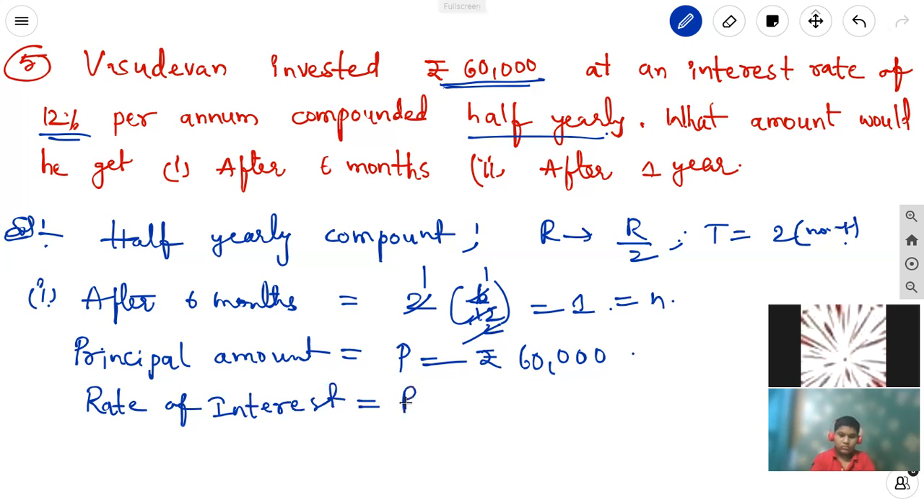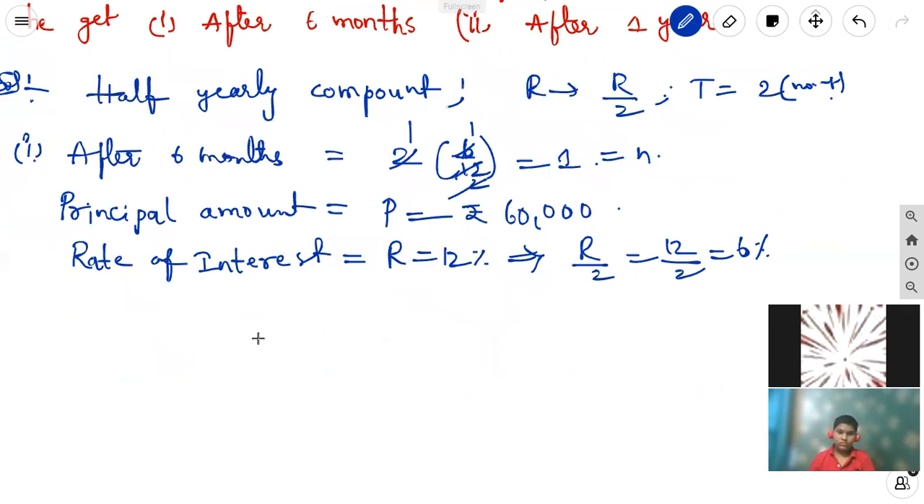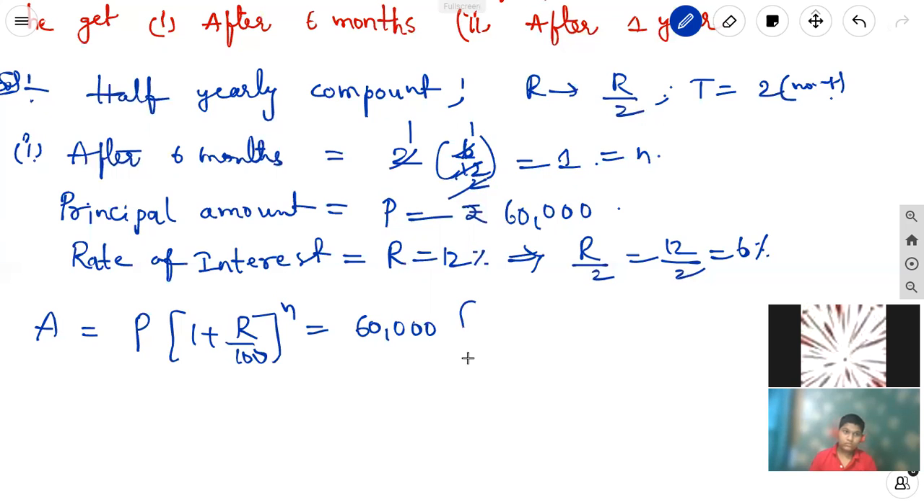That is R equal to 12%. In this half year, compound interest R by 2 equal to 12 by 2 is equal to 6%, we can take for compounded half yearly. Here the amount A is equal to principal amount into 1 plus R by 100 whole power n. Principal amount is 60,000. 1 plus R is 6 by 100 whole power. Half year means number of times, that is n equal to 1.